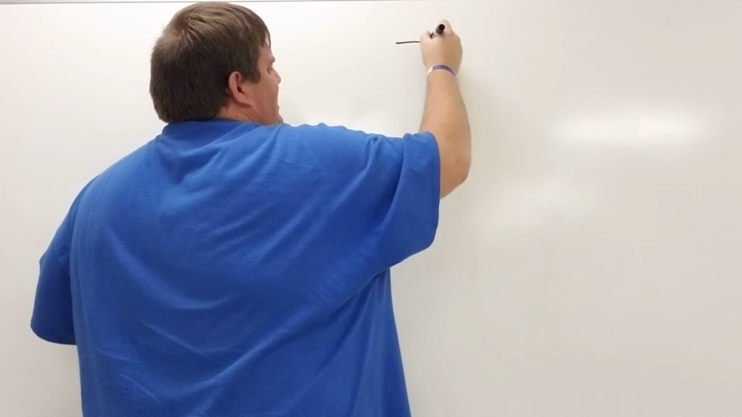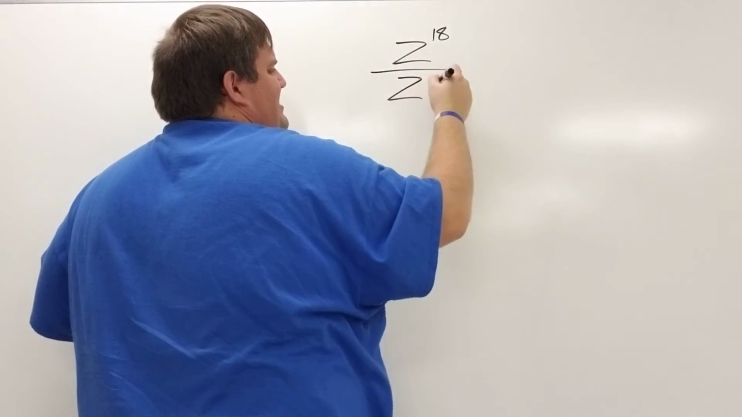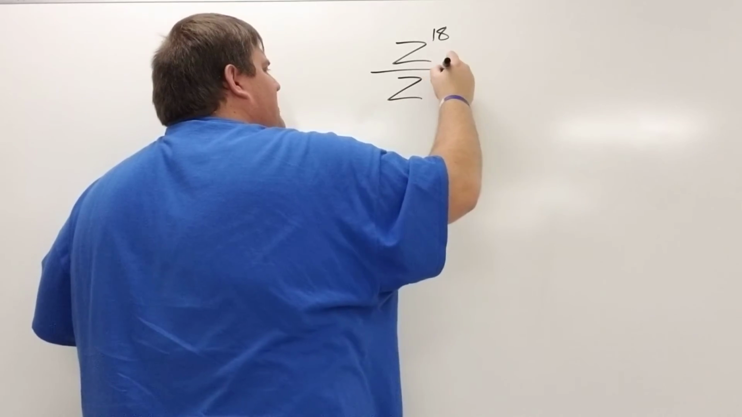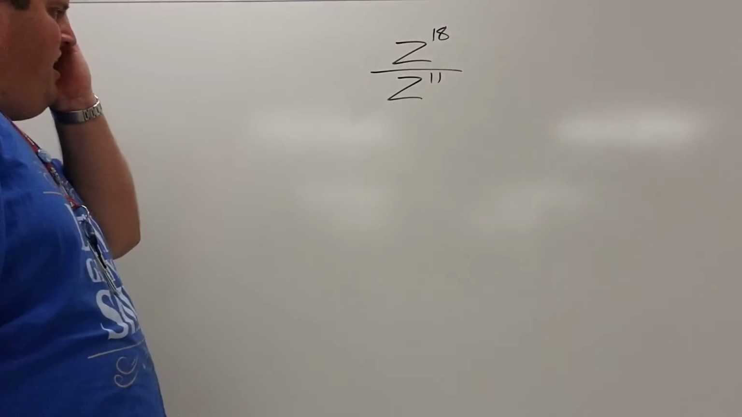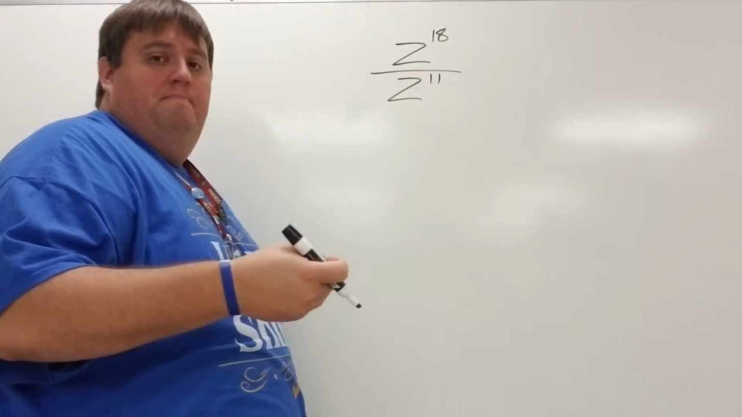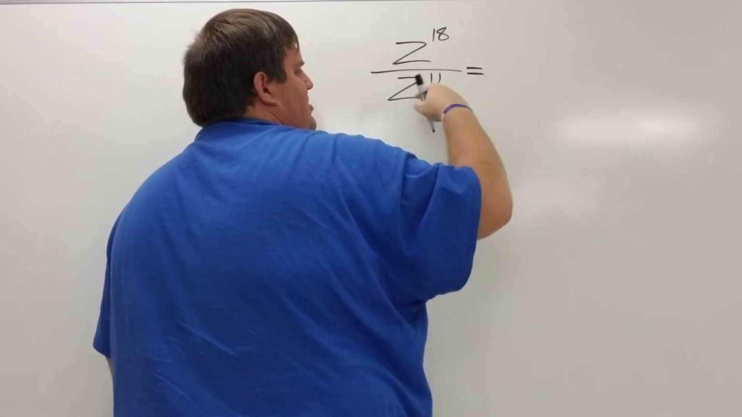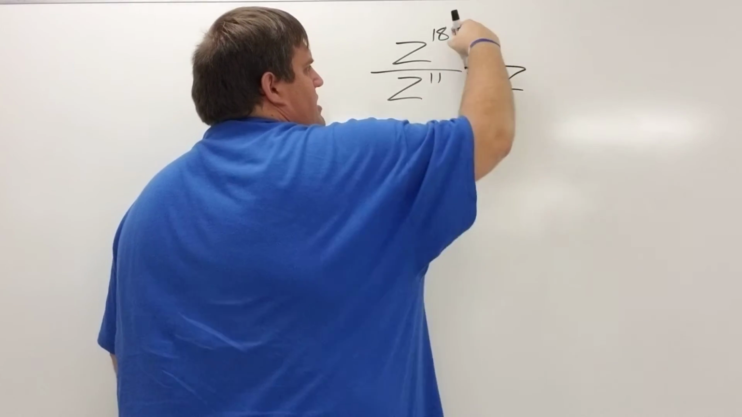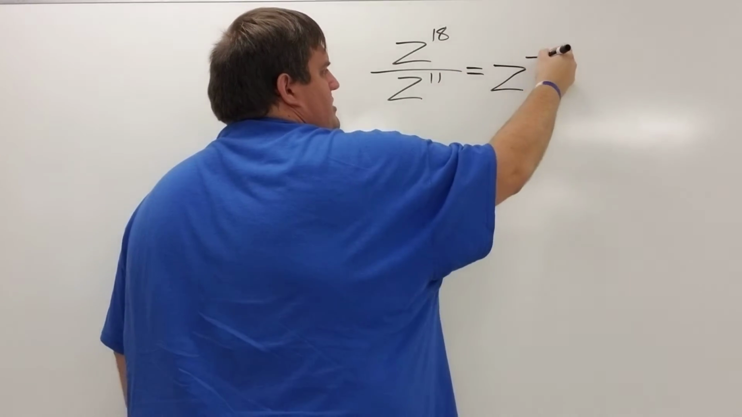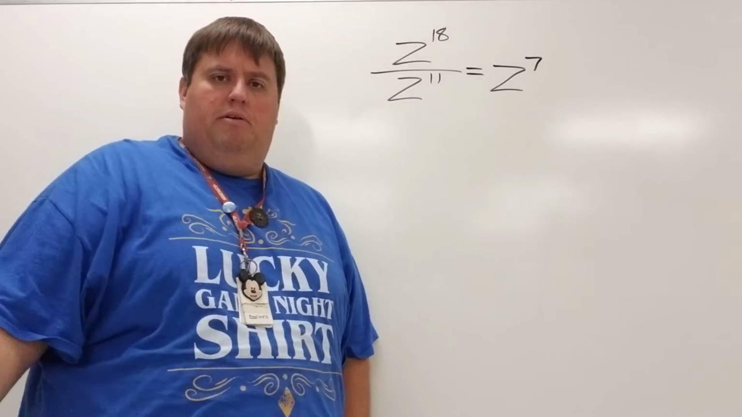Let's say we have z to the 18th divided by z to the 11th. I got 18 z's on top. I got 11 z's on the bottom. Since they're both z, I can use the division rule, which says keep the z, subtract my exponents. So those will simplify to z to the 7th power.